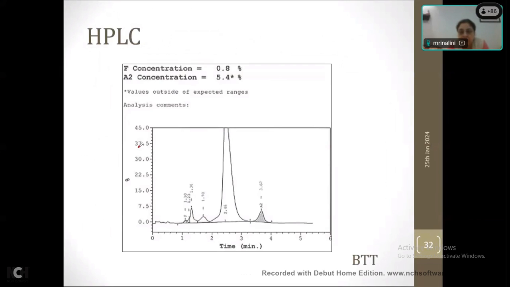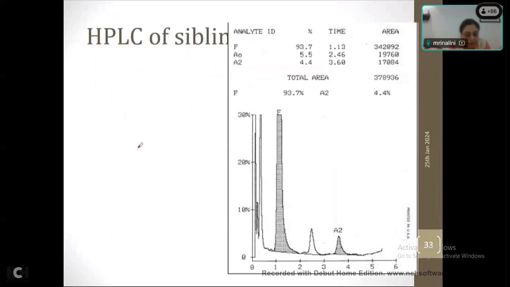Okay, so what about the sibling? I would ask Dr. Akanksha to interpret the HPLC of the sibling. Thank you, Major Vineet. You were correct in your interpretation. Dr. Akanksha, could you interpret the HPLC of the sibling of this patient? Yes, ma'am. The HbF of the patient's sibling is raised, 93.7%, and HbA2 is 4.4. So according to that, it will go into beta thal major.